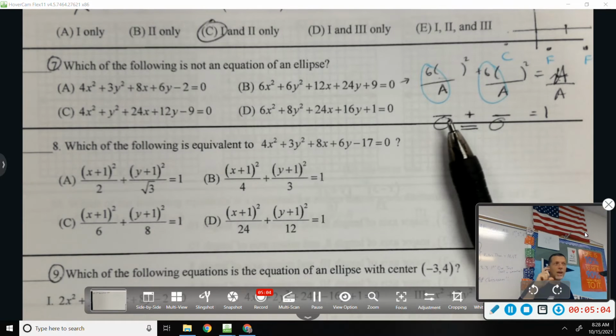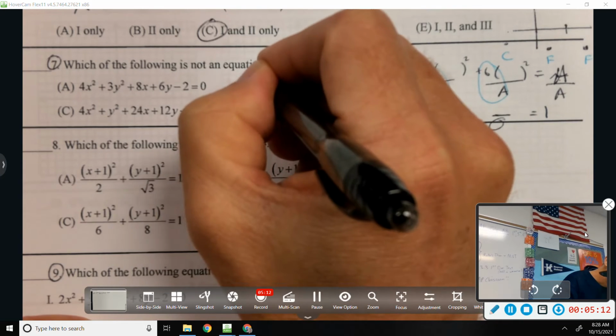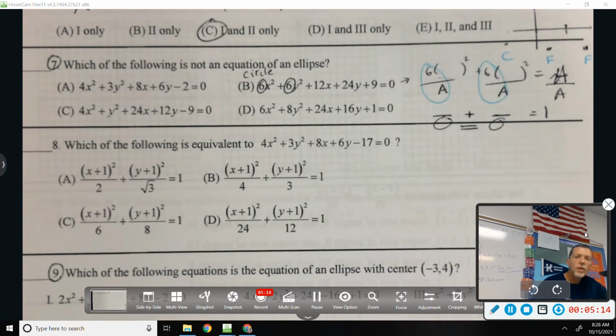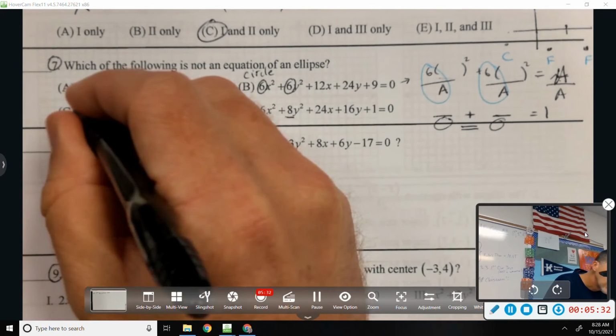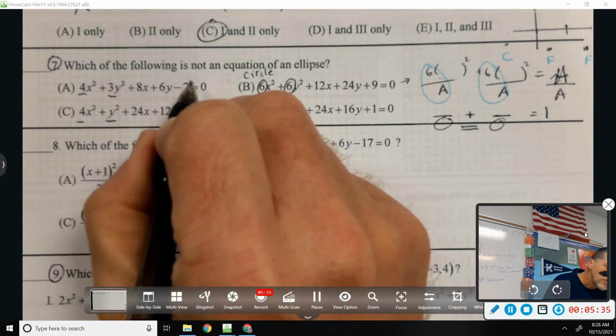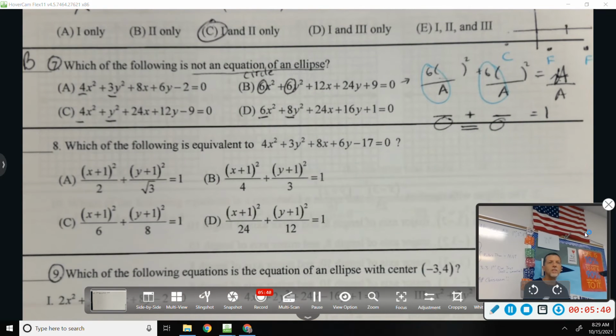But if they're the same, what shape is that going to make? A circle. So this one's a circle. If the x squared and y squared coefficients are the same, that video mentioned that a circle is a special case of an ellipse. This would be the example of that. So that one's a circle. The others are different, so they're going to end up with different denominators. So which of the following is not an ellipse? B is not an ellipse because it's a circle.